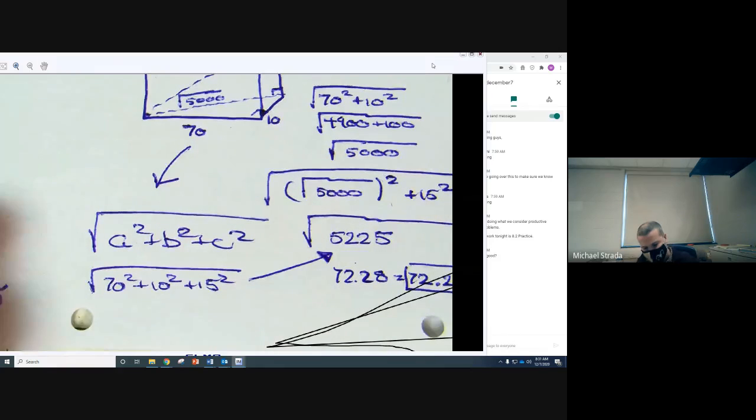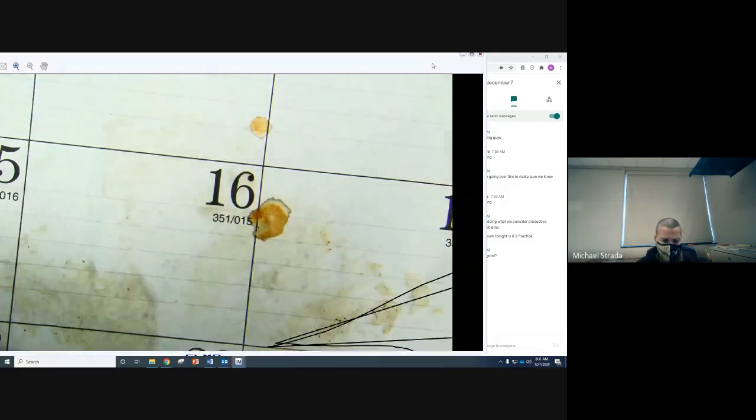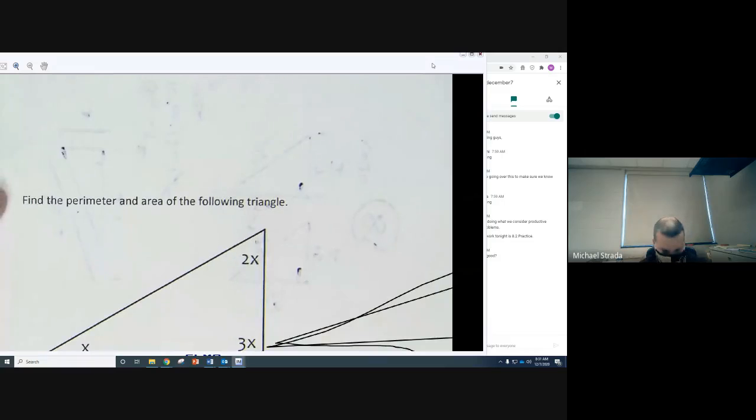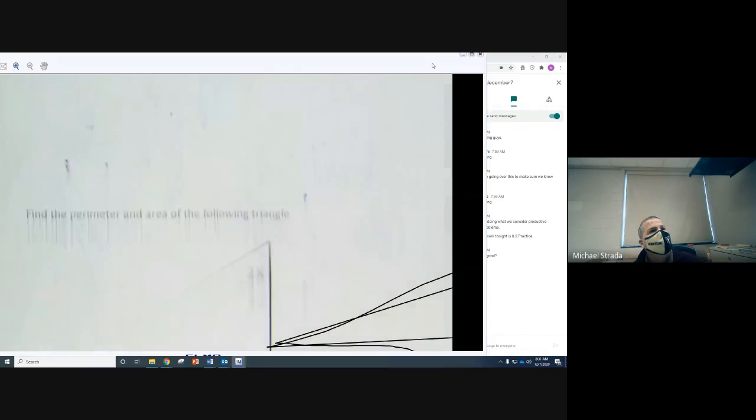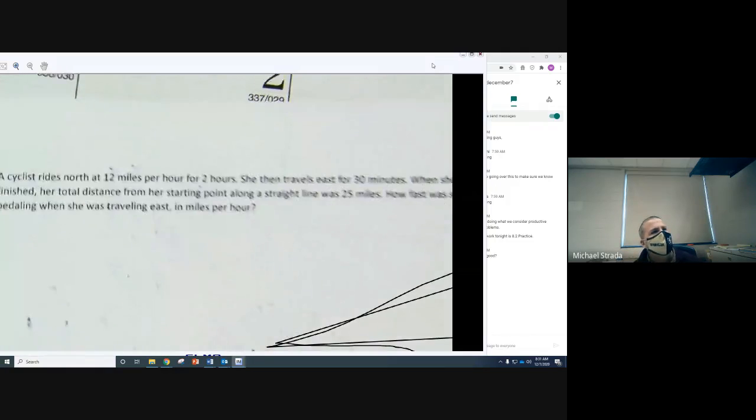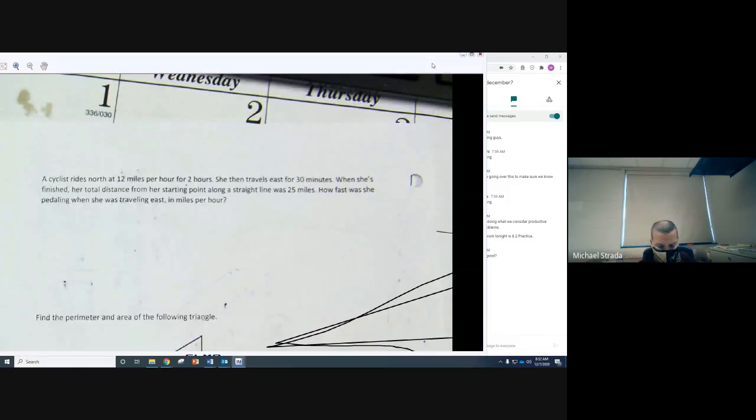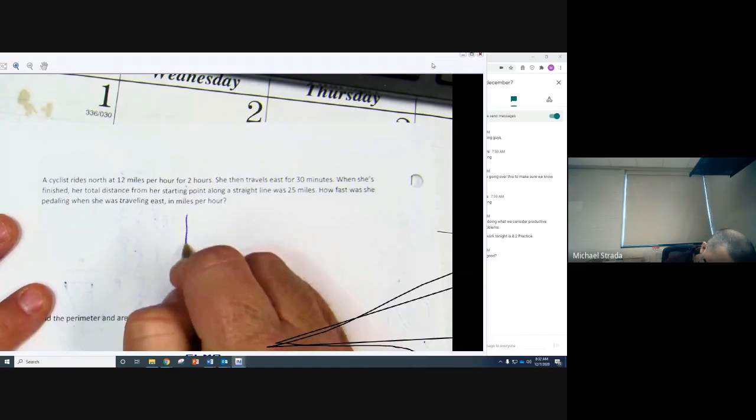Okay. Let's look at the back, see if there's anything interesting there. All right. A cyclist rides north at 12 meters per hour for 2 hours. She then travels east for 30 minutes. When she's finished, her total distance from her starting point along a straight line was 25 miles. How fast was she pedaling when she was traveling east in miles per hour? Okay. So we'll start with the cyclist moving north.